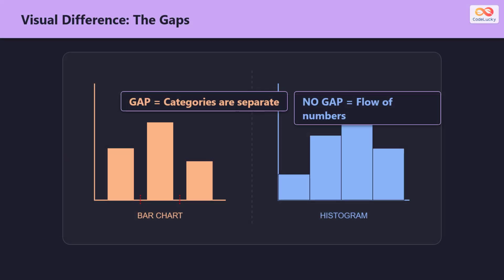Here is the easiest visual way to tell them apart. Look at the gaps. In a bar chart, there are spaces between the bars because the categories are separate. In a histogram, the bars touch each other. This touching indicates that the numbers flow continuously from one range to the next, without any breaks.